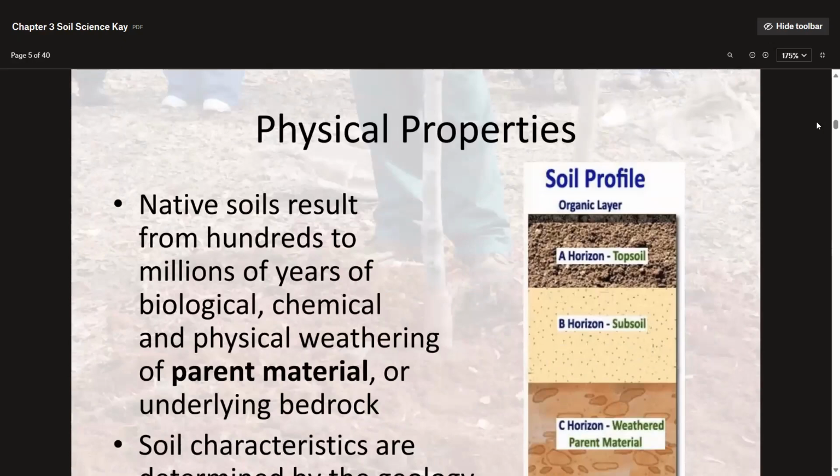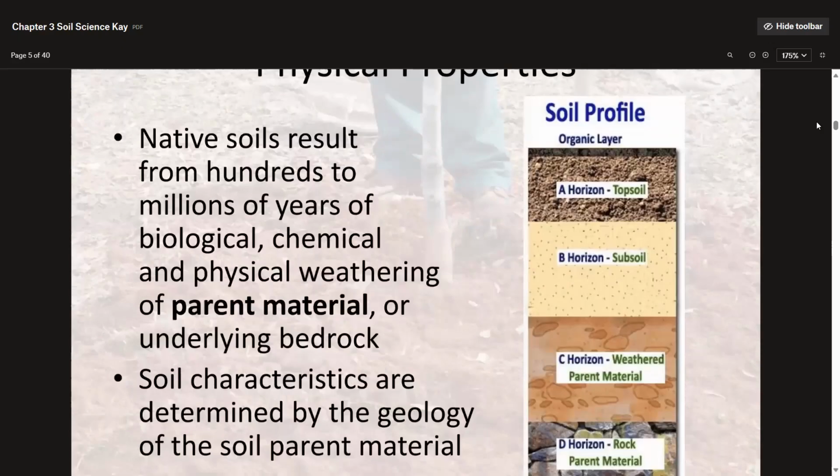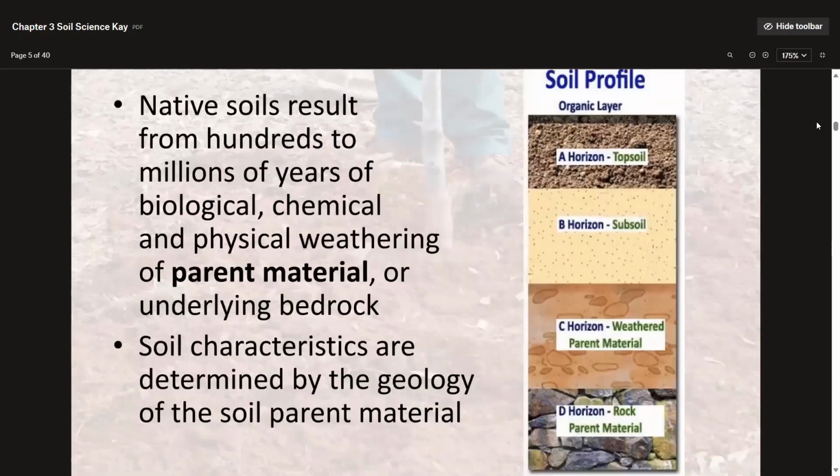So its physical properties in the soil, native soils basically result from hundreds to millions of years of biological, chemical, and physical weathering of its parent material or underlying bedrock. That's what parent material is in soil. It's the bedrock, right? Keep that in mind. Soil characteristics are determined by the geology of that soil parent material.